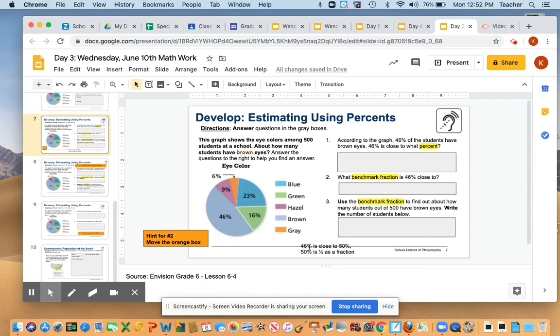So 46% is close to 50%. We already know that from number 1. And 50% is 1/2 as a fraction. So the benchmark fraction this is close to would be 1/2.